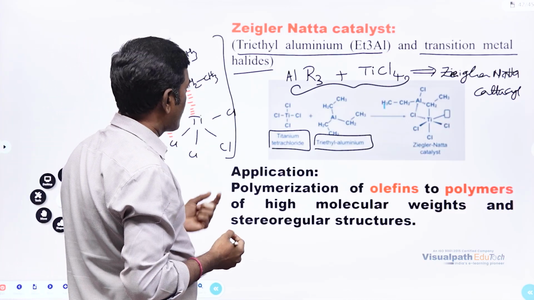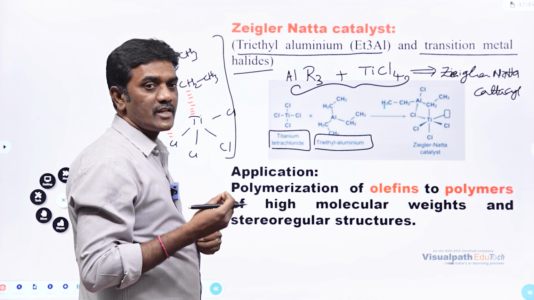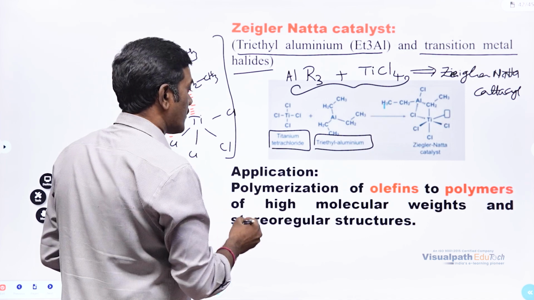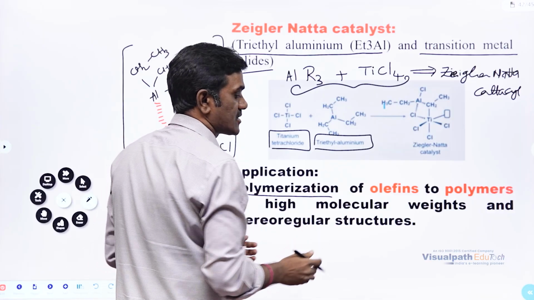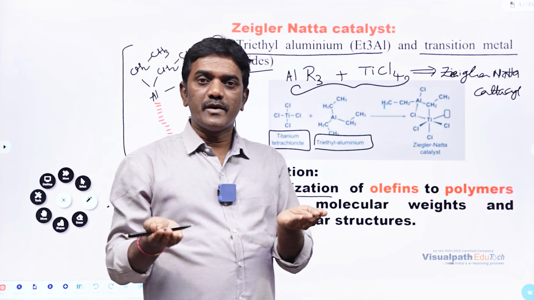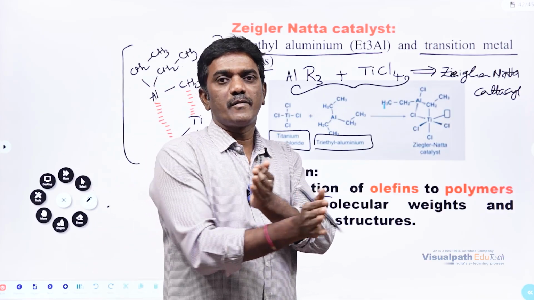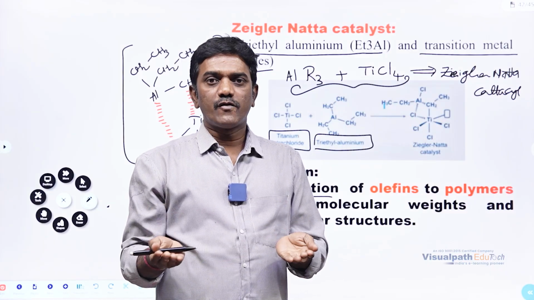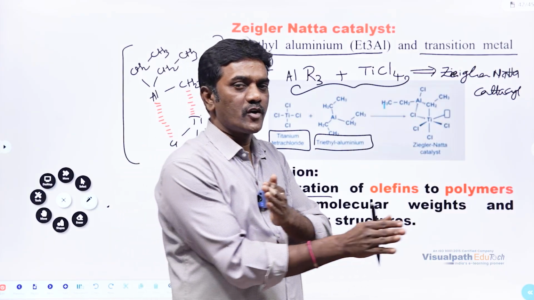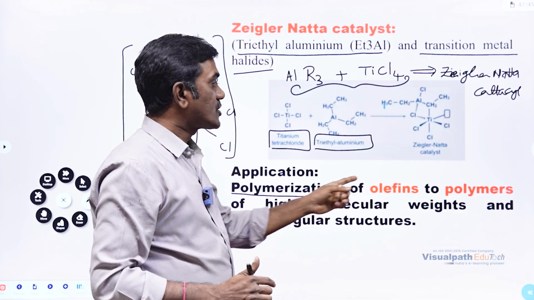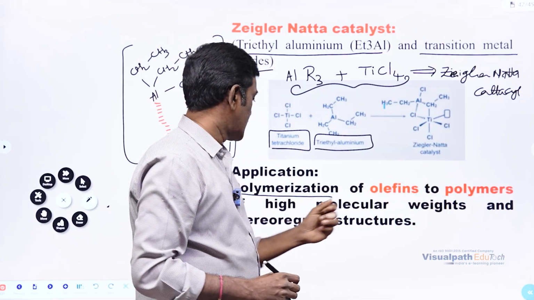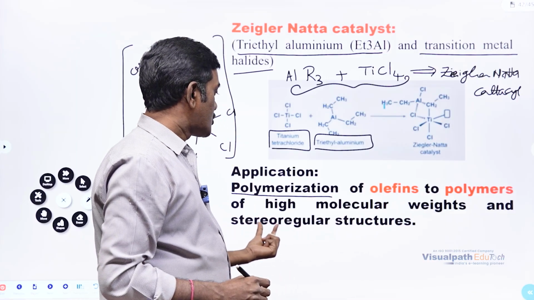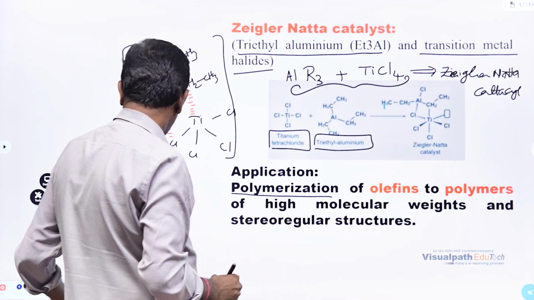What is the application of this particular Ziegler catalyst? A very important application is in the polymerization reaction. What is the meaning of polymerization? Polymerization means a combination of many monomer units to form a big molecule called a polymer. It is the polymerization of olefins to polymers of high molecular weights and stereogenic structures. We will discuss that now.